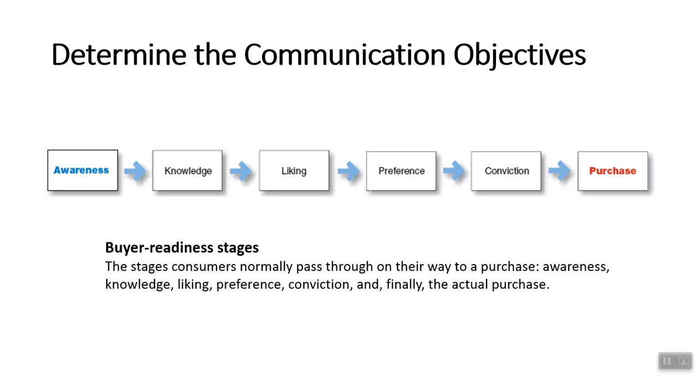Our target audience may be in any of these six buyer readiness stages: awareness, knowledge, liking, preference, conviction, and the last one, purchase. Consumers will pass through these stages to make a purchase. Or in another way, I can say that we may have to push them a little through these stages.